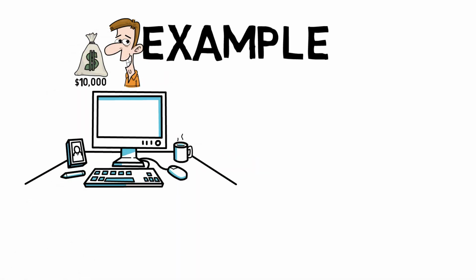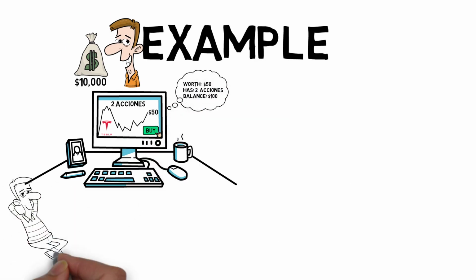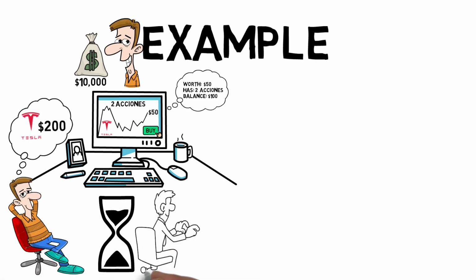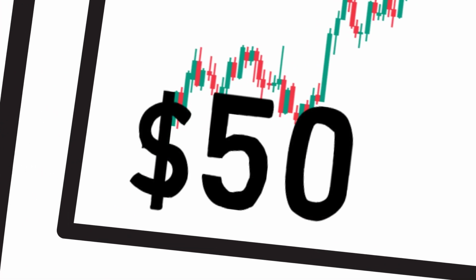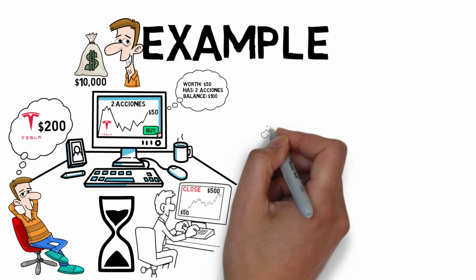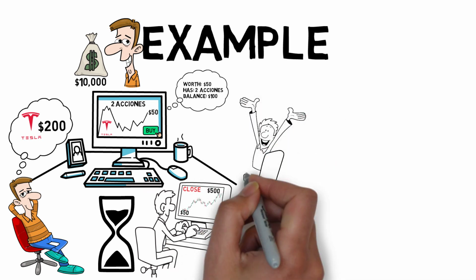He buys 2 shares of Tesla when a single share is worth only $50. He makes this purchase with the expectation that these shares will rise in the long term. Over time, Pedrito's prediction comes true, and the value of these shares increases from $50 to $500. Here, Pedrito decides to close his purchase, essentially buying low and selling high.